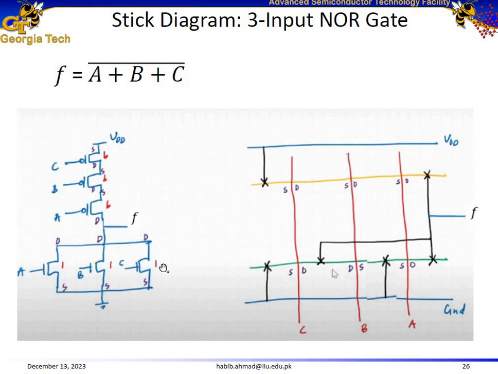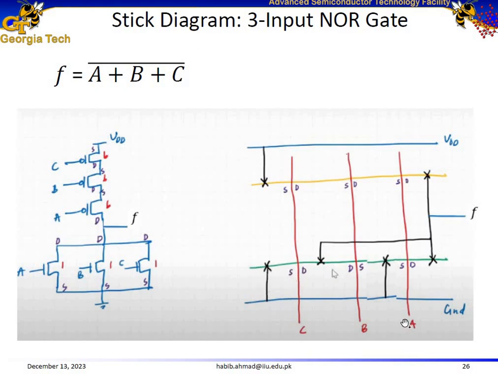Now we already labeled the sources and drains of all these transistors in the pull-down network and also in the pull-up network. So we see that the sources of B and C are connected together and connected to the ground and connected to the source of A. So label this side of B as the source and this side of A as the source. They are connected together, as we already see, and they are connected to the ground. And similarly, the source of A is also connected to the ground.